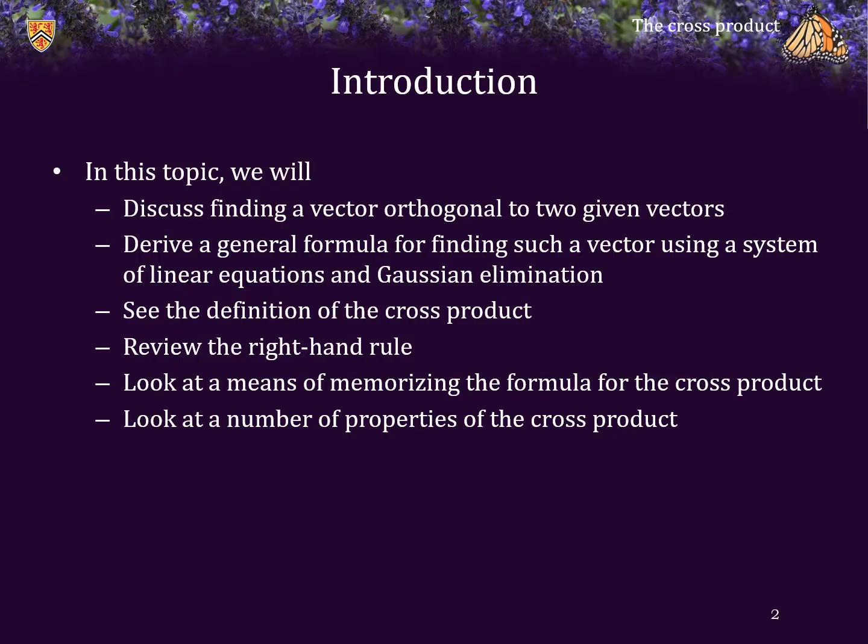So in this topic, we will discuss finding a vector orthogonal to two given vectors. We will derive a general formula for finding such a vector using a system of linear equations and Gaussian elimination. We will then see the definition of the cross product and give a review of the right-hand rule, which you hopefully saw in secondary school. We will look at a means of memorizing the formula for the cross product, and then we will look at a number of properties of this product.